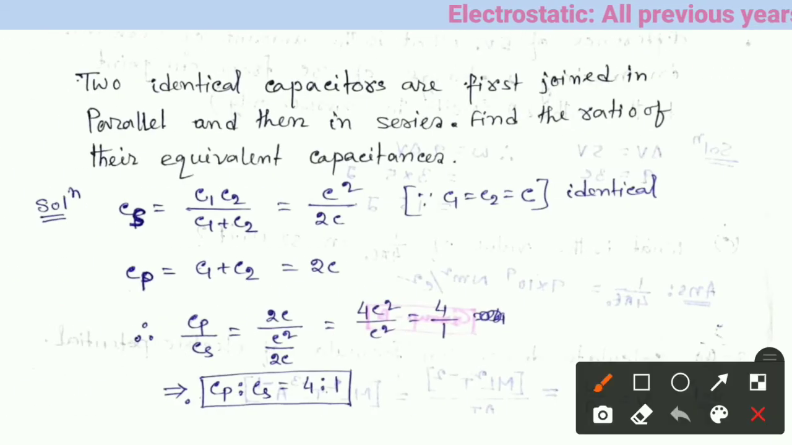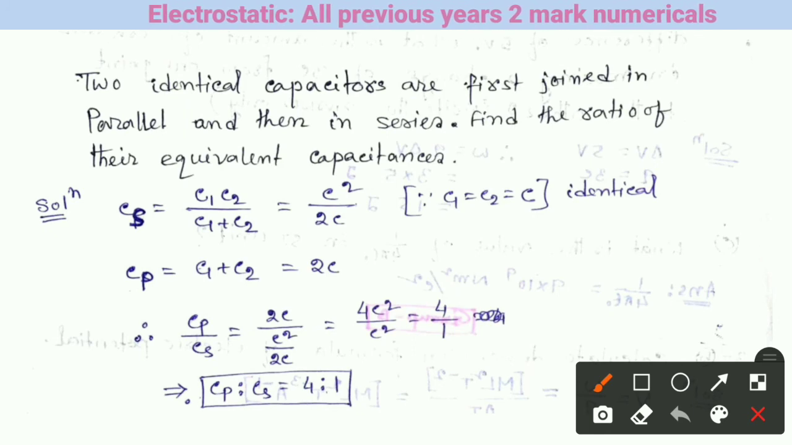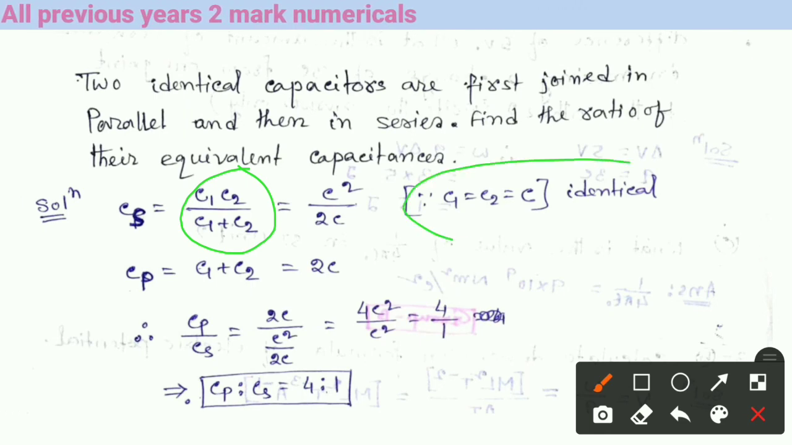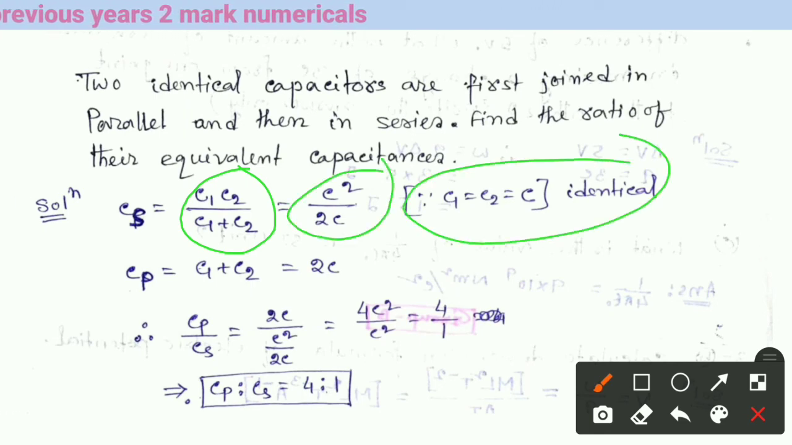Next question is, two identical capacitors are first joined in parallel and then in series. Find the ratio of their equivalent capacitance. Very, very important: CS is equal to C1 C2 by C1 plus C2. It is the equivalent capacitance of two capacitors joined in series. Now C1 and C2 are both C because they are identical. So it is equal to C square by 2C.